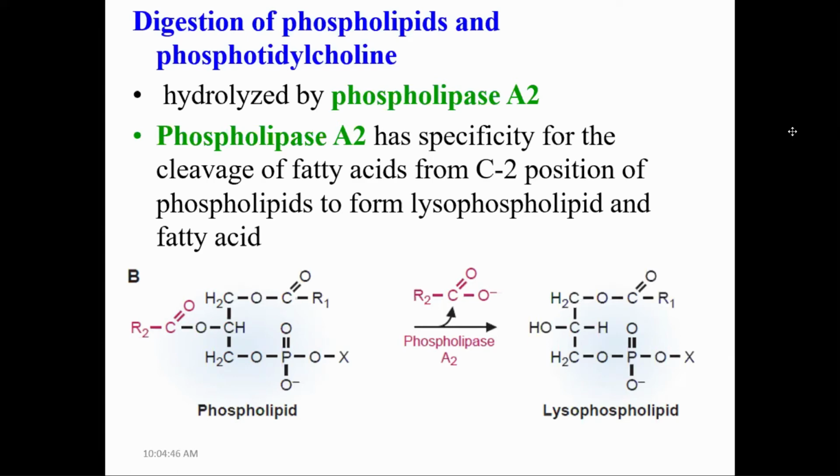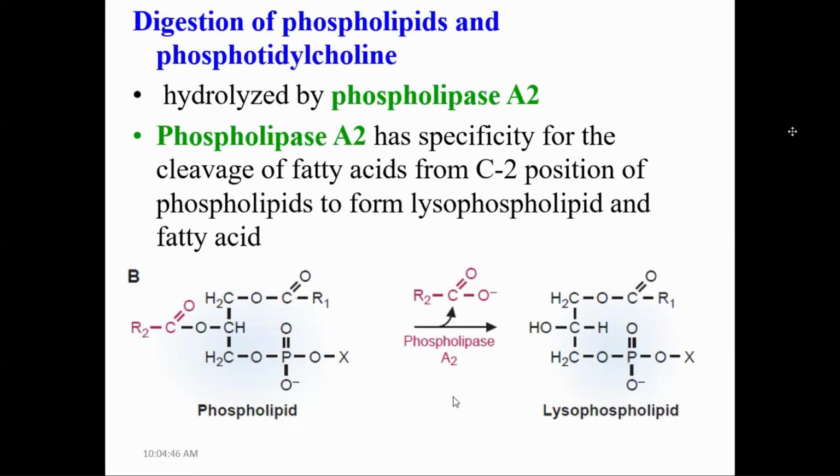So the digestion of phospholipids takes place in the small intestine. Phospholipase A2 cleaves the phospholipid into a lysophospholipid and a fatty acid. Here, phospholipase A2 is specific for the breakdown of the ester bond present on the second carbon of the phospholipid to form a lysophospholipid and fatty acid.